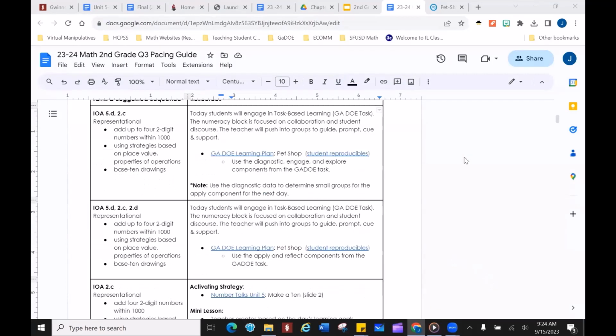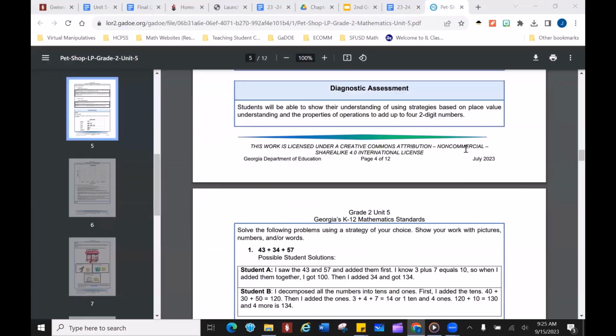Unit 5 begins with the clustering of IOAs 5D, 2C, and 2D for a suggested 2 days. We are starting with this clustering of IOAs to allow students to apply the flexible and efficient strategies they have learned to add and subtract to solve problems using information from a bar graph. The progression over the 2 days consists of students participating in a Georgia DOE learning plan. Let's take a look at this Georgia DOE learning plan.